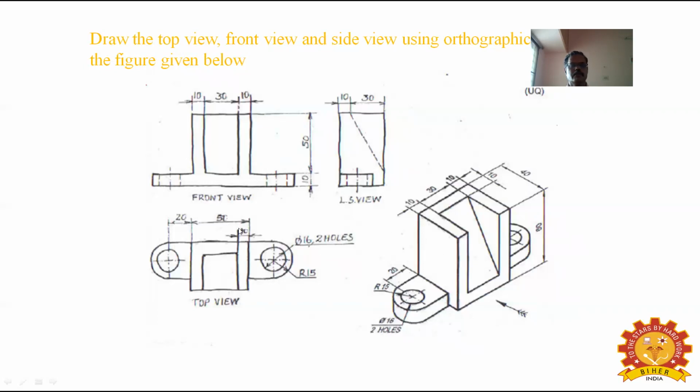Here the overall dimension is not given, but you have to mark all the dimensions. See this C-shaped rectangle. This length is given as 50, and the center point of the hole is given as 20 from the collar, and on the right-hand side it is also 20. So the total center distance between the holes is 90 mm.